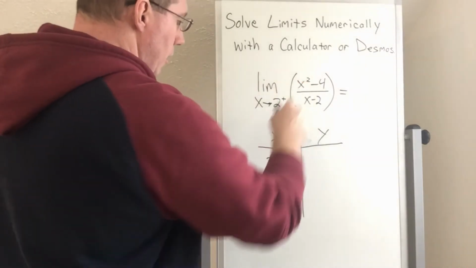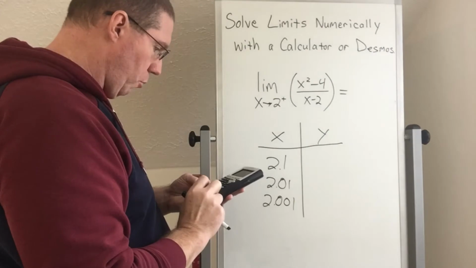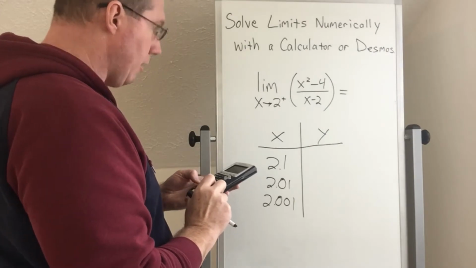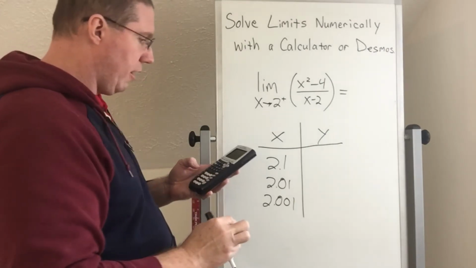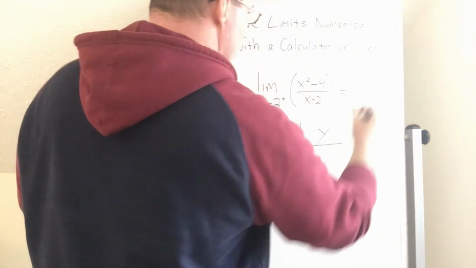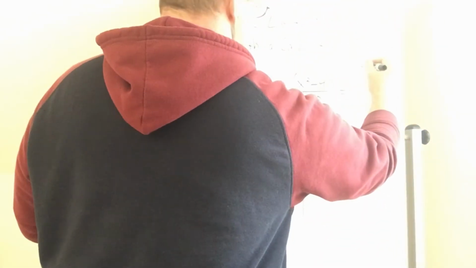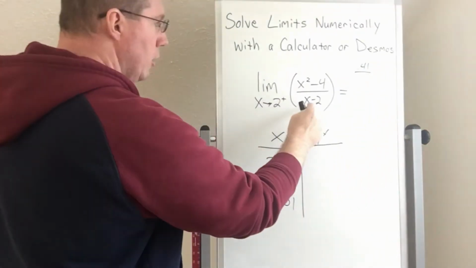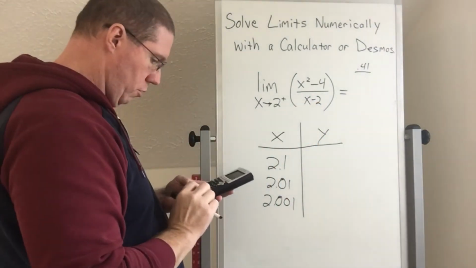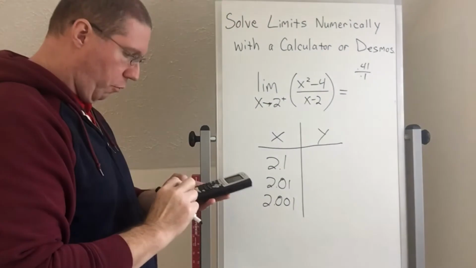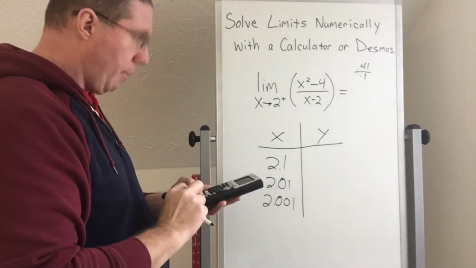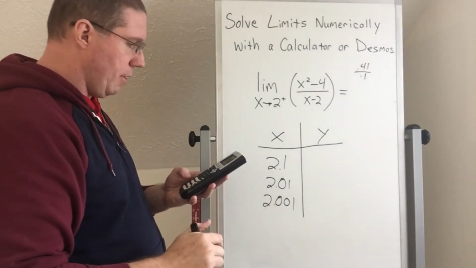If I plug 2.1 in there, I get 2.1 squared minus 4. That's going to give me 0.41 up here. So I'll put over here 0.41 divided by 2.1 minus 2, and that's going to give me 0.1. So now all I have to do is put 0.41 divided by 0.1, and that gives me 4.1. So this one's going to be 4.1, okay?